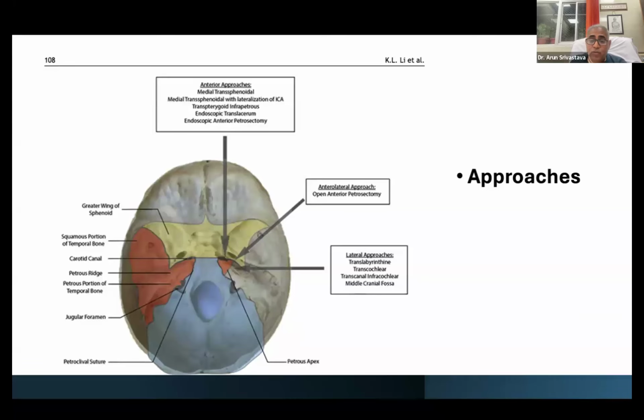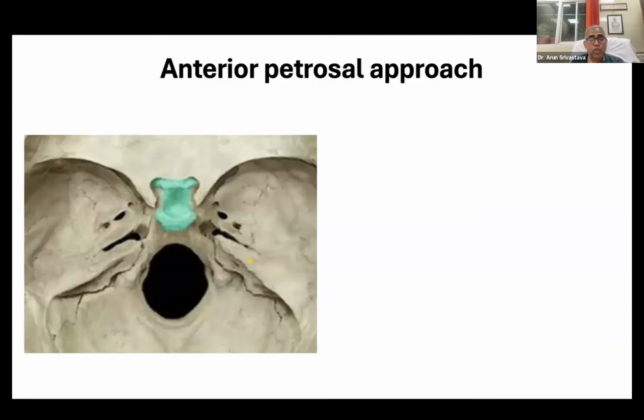Okay, so I am going to talk about the anterior petrosal approach. The anterior petrous is also known as the petrous apex. This is the bony part of the petrous bone medial to the medial border of the internal acoustic meatus. I'll show you with further slides.